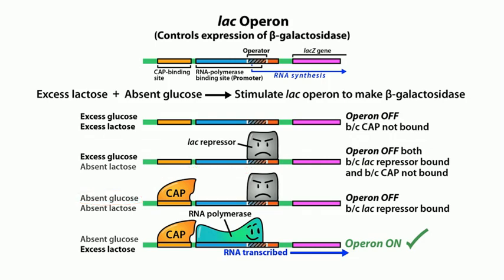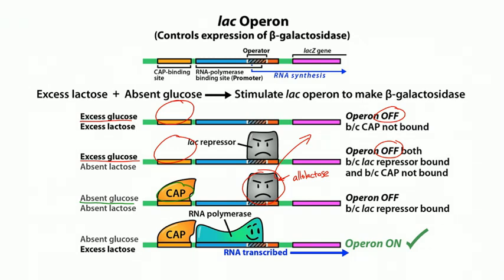In the first 2 scenarios, there's plenty of glucose, and that means CAP is not around, which means that the operon is turned off. In the third scenario, there's no glucose, so CAP is bound, which means you're ready to transcribe. But you can't transcribe whenever there's a repressor protein bound to the operator region. And this repressor protein is always bound unless lactose is present. There's a lactose metabolite called allolactose that binds to the repressor protein and changes its shape. And that changed shape prevents the repressor protein from binding to the DNA.